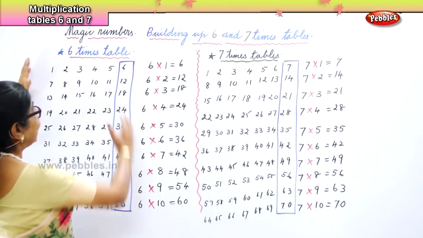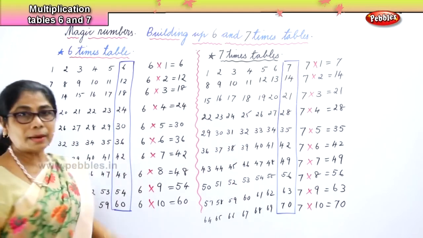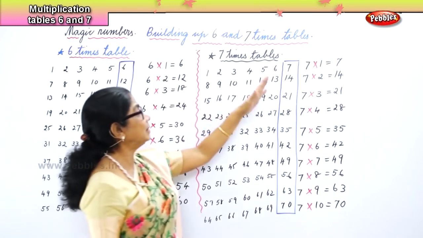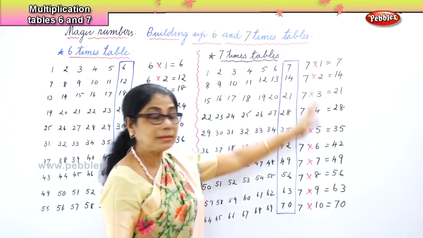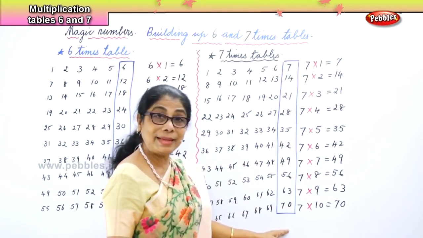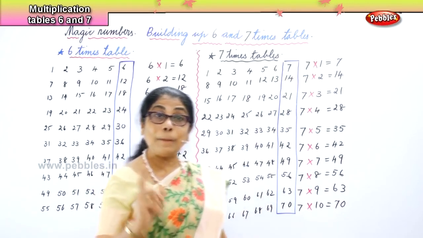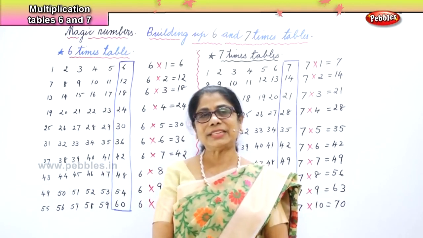We did the magic numbers, building up the 6 and 7 times tables. For the 6 times table, all you have to do is write numbers 1 to 6. The last number gives you your table. For the 7 times table, write numbers 1 to 7. Box in the last number and easily you get the tables. So we learned to build up the 6 and 7 times tables.